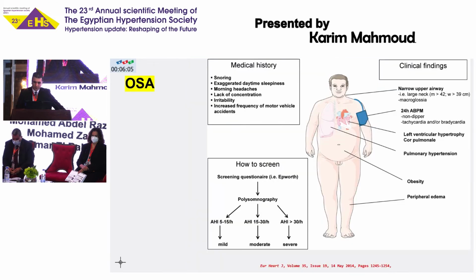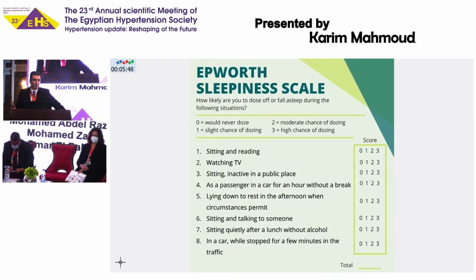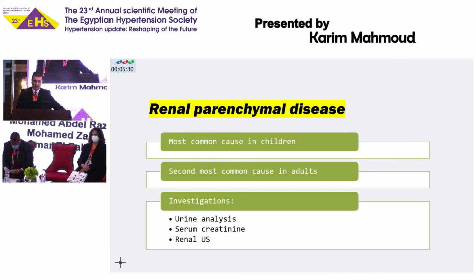After suspecting obstructive sleep apnea, we should screen the patient using a questionnaire, which is the Epworth questionnaire. And if the patient is likely to have obstructive sleep apnea, he should go to polysomnography or a sleep study. This is an example of the Epworth sleepiness scale, which shows the daily activity of the patient. The patient should score his daily activity from 0 to 3. And if the total score is more than 10, the patient has a high likelihood of obstructive sleep apnea.